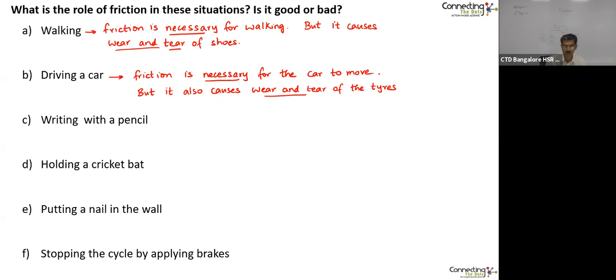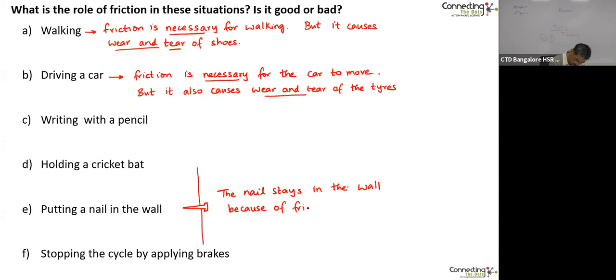Putting a nail in the wall. If there is a wall like this, and you want to put a nail like this inside the wall, how does the nail stay inside the wall? The nail stays in the wall because of friction. So friction is necessary.